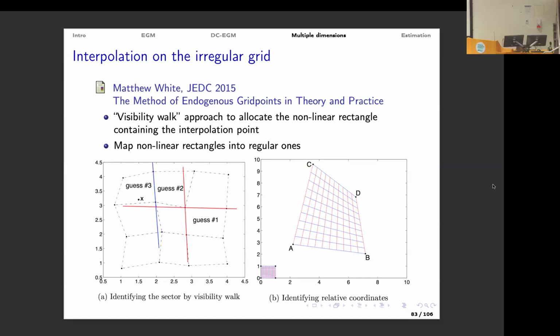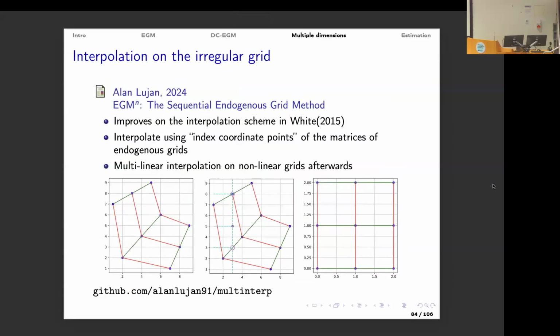doing the visibility walk, actually also a known technique, where you have to recognize that these nonlinear quadrilaterals are connected, and you can follow a path to the points of interest, probably from the point of interest towards the axis. Alan Lujan recently worked on and improved that method, also as part of a paper focusing on how to be efficient in interpolating on the irregular grids.